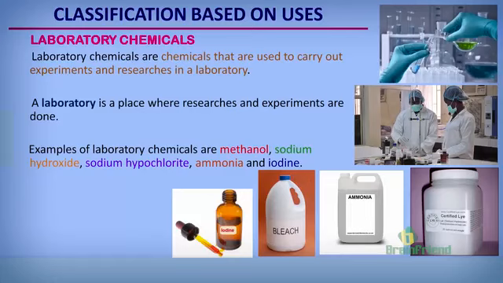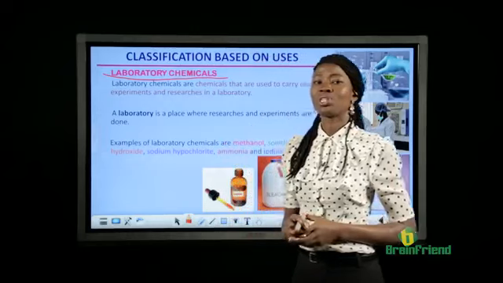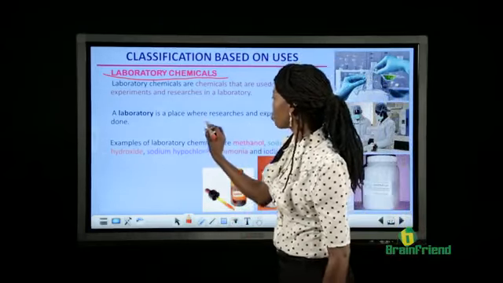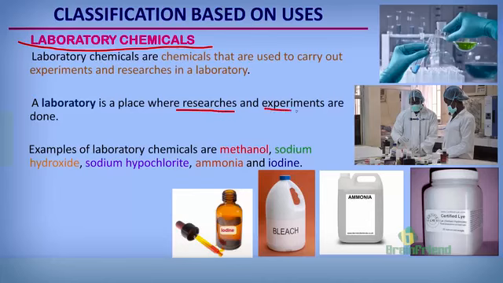Let's move to the next group of chemicals based on uses. We have laboratory chemicals. Laboratory chemicals are chemicals that are used to carry out experiments and researches in the laboratory. What is a laboratory? A laboratory is a place where researches and experiments are done, just like the laboratories we have in schools and in several other places.